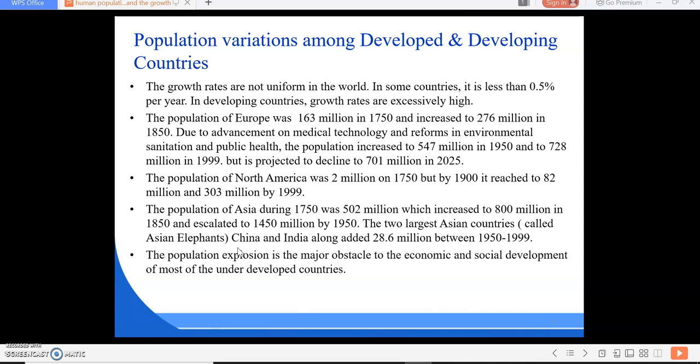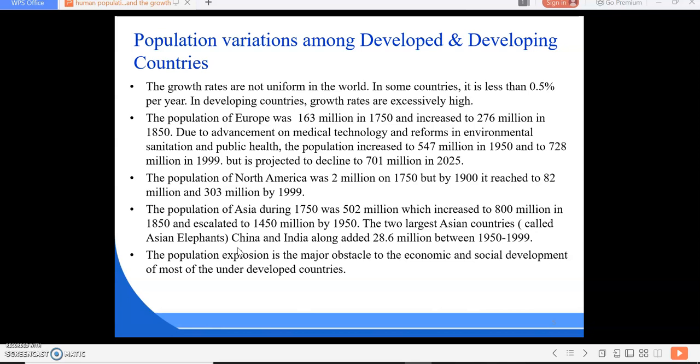Next is population variations among nations, or among developed and developing countries. The population of Europe was 163 million in 1750 and increased to 276 million in 1850. The mortality conditions in Europe began to improve as a result of socio-economic development, due to advances in medical technology and reforms in the field of environmental sanitation and public health.